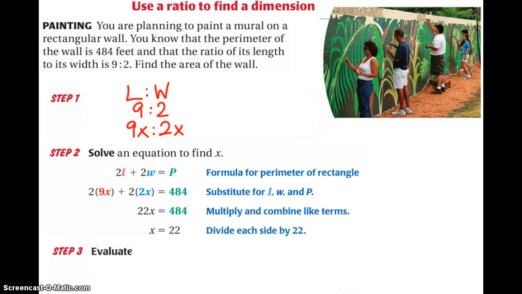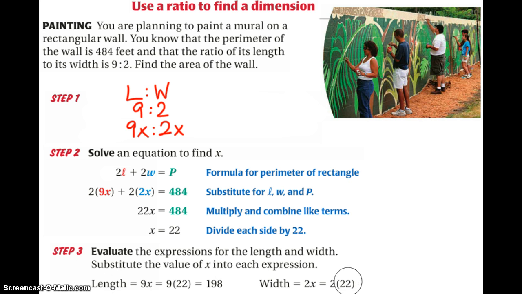Okay. The last part of this would be to evaluate, which means we just have to plug in. So we're going to plug 22 in for x and get 9 times 22 is 198. And then our width would be 2 times 22, which is 44. Again, this is coming from back here on how we reduced. So we made the length and the width 22 times smaller.